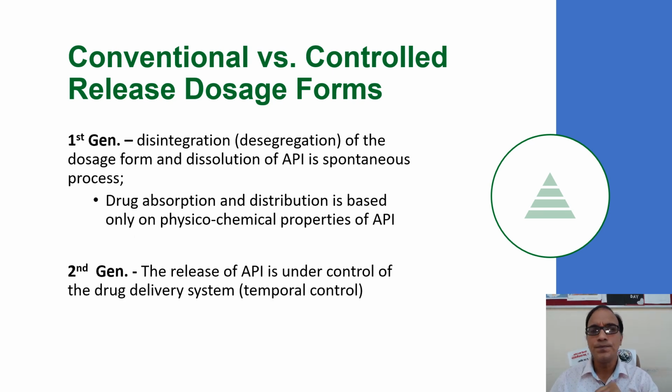Let's move to the second generation. Here the release of API is under the control of the drug delivery system and it is called temporal control. So the first generation was spontaneous and in the second generation, temporal control was there.